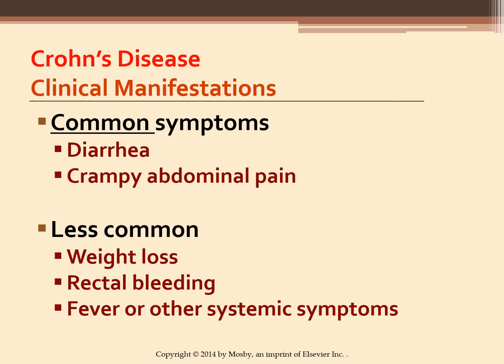So we're talking about the common symptoms: diarrhea, crampy abdomen. Less common, and usually down the road, is weight loss due to malabsorption, rectal bleeding, which is usually more of an ulcerative colitis symptom but can occasionally happen in Crohn's, and then fever and other systemic symptoms.